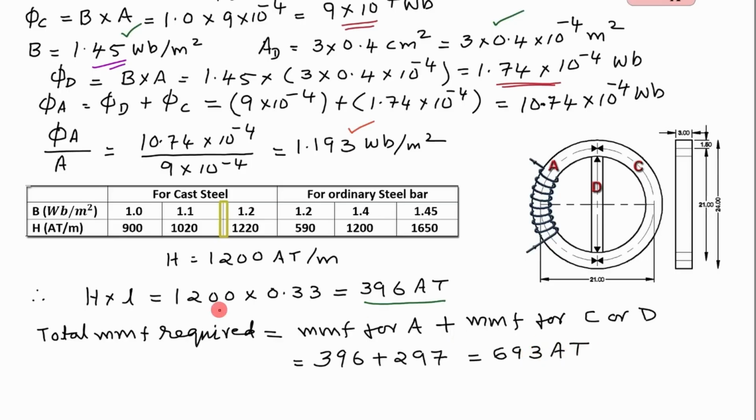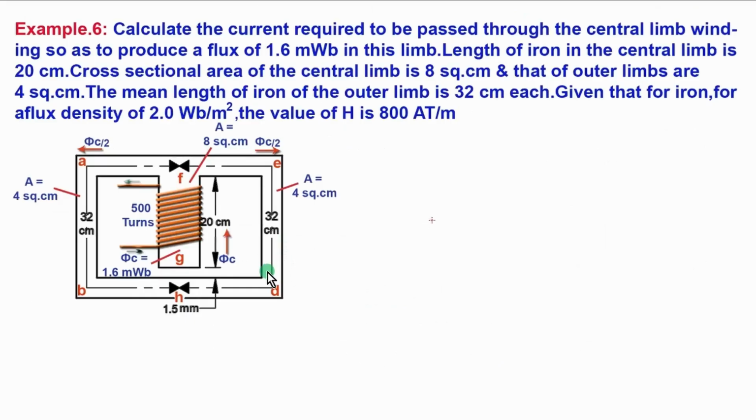693 ampere turns. In this example, a rectangular iron section with a central limb is shown. The central limb has a length of 20 cm and area of cross section 8 cm square, while the side limbs have 4 cm square cross sectional area and a length of 32 cm. There is an air gap of 1.5 mm and the central limb is wound with a coil which has 500 turns. It is also given that for iron, for a flux density of 2 Weber per meter square, the value of H is 800 ampere turns per meter.